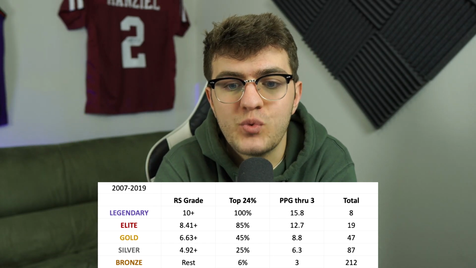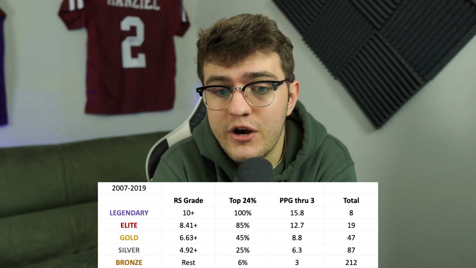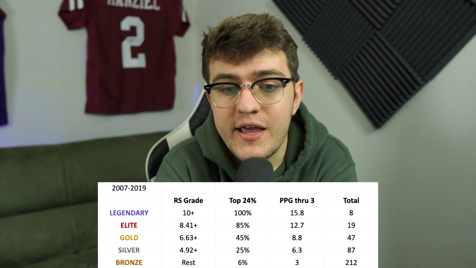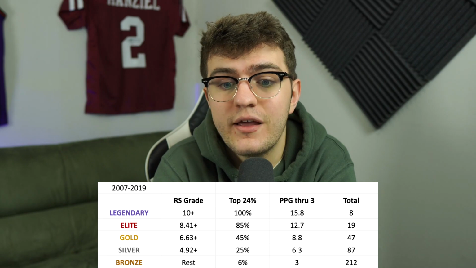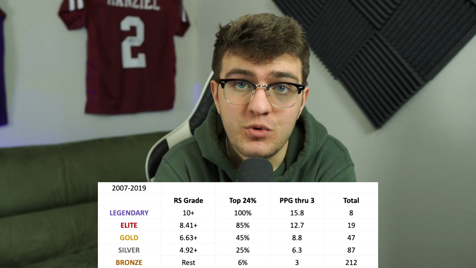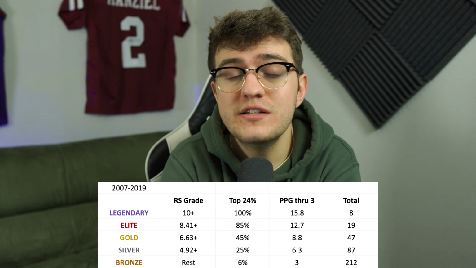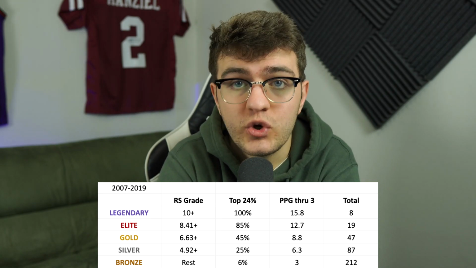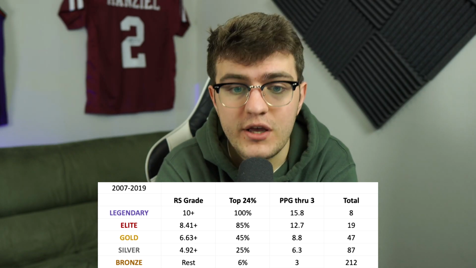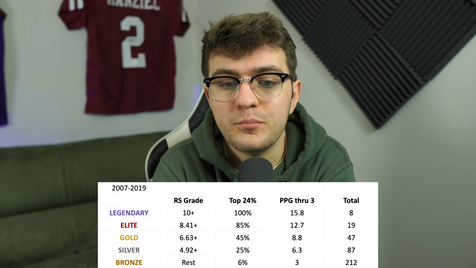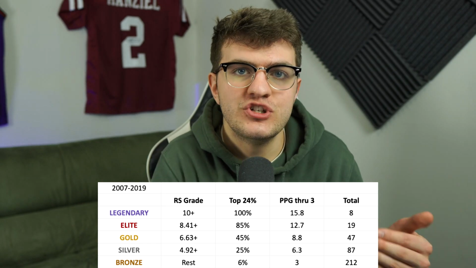But with wide receivers, we have a little bit of a better understanding. And for that reason, I have a legendary tier, which these players have a top 24 season hit rate of 100%. Elite hit top 24 seasons at 85%, which is really, really strong. The quarterbacks only had 75% in the elite tier. So the elite tier at wide receiver is really, really solid if you can make it into that threshold. Then we have gold, 45% hit rate, silver, 25%, bronze, 6%. And with this, we just want to let the tiers guide us, and then we'll make the decisions between each tier.